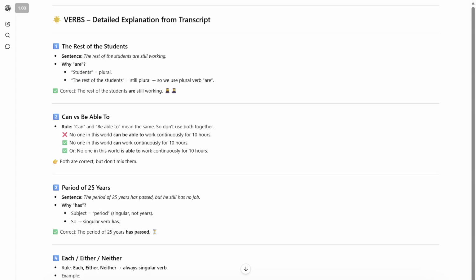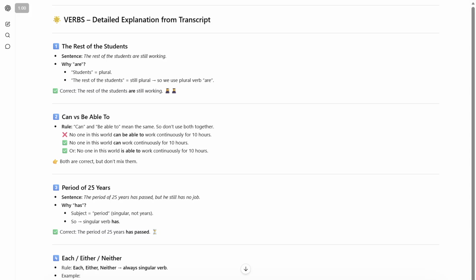Verbs. Detailed explanation from transcript. The rest of the students. Sentence: The rest of the students are still working. Why are? Students equals plural. The rest of the students is still plural, so we use the plural verb are. Correct: The rest of the students are still working.